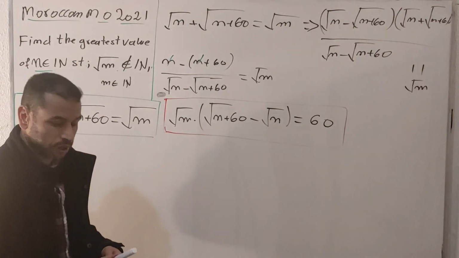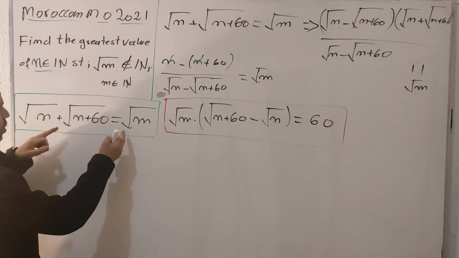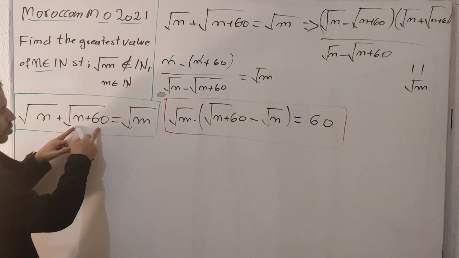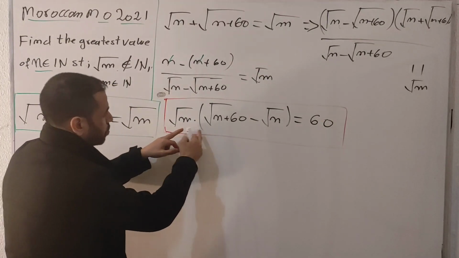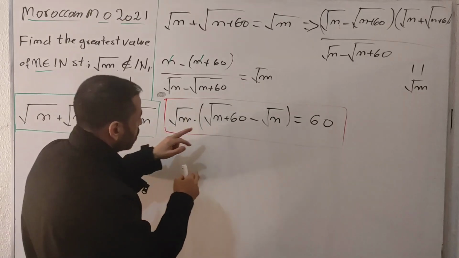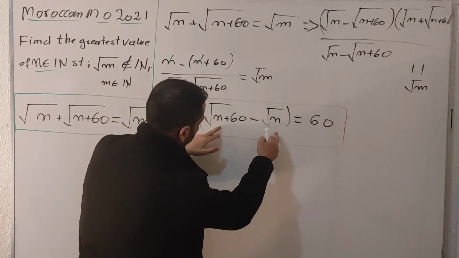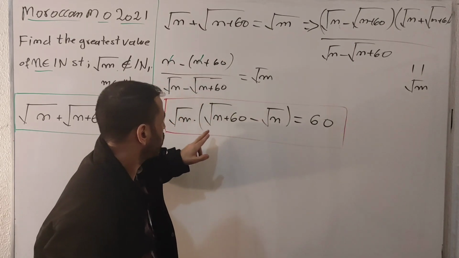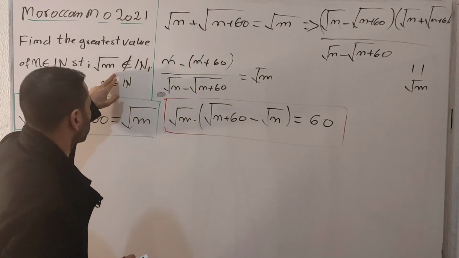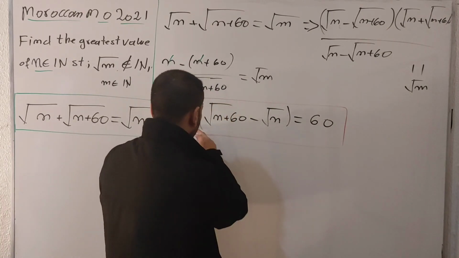Now I'm going to check the cases. Here is the thing: square root of m equals this term. That means square root of m is bigger than this term. Also, square root of m must be bigger than this term because square root of m equals the whole thing, but here we have the minus sign. That means square root of m is strictly superior to this term. But square root of m is not a natural number, so I'm going to transfer this one into a square root like this.